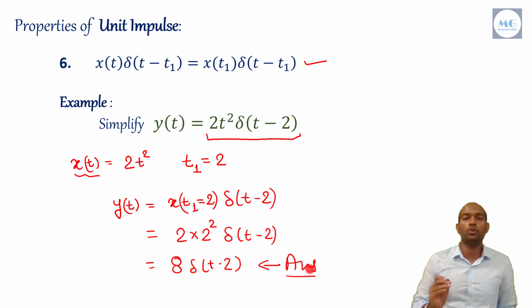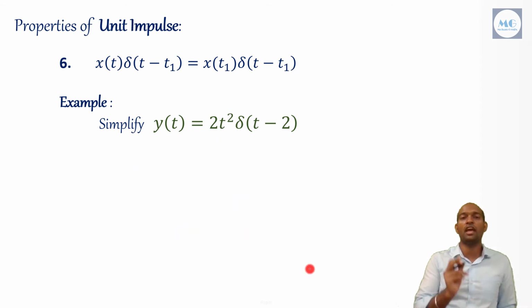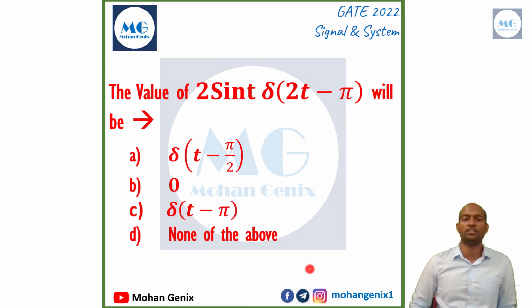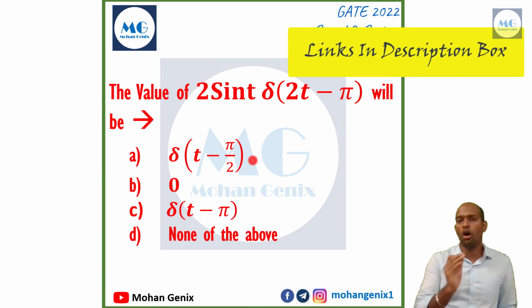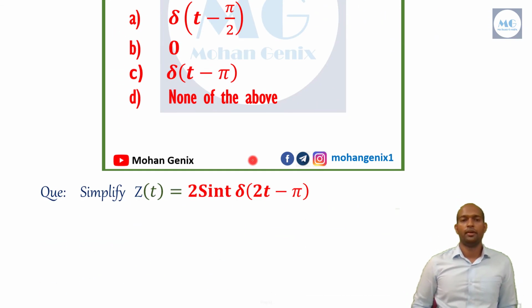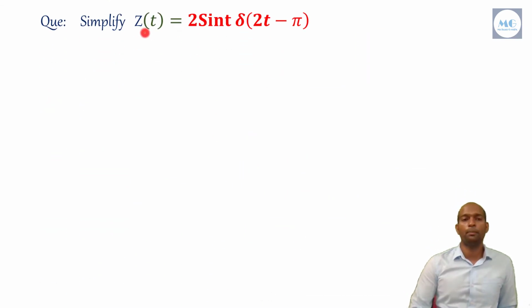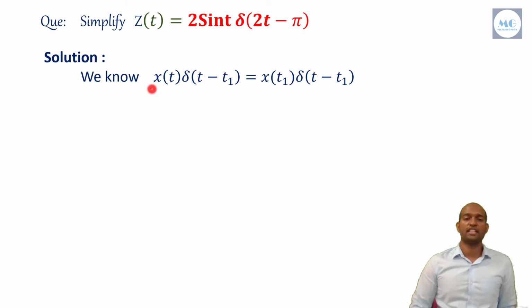This is very simple. You can get 1 mark or even 2 marks easily in your GATE exams by knowing this property. So let's move into our question which I asked at the start of our lecture. I hope all of you have got it right. So let's solve it. Here also we have to simplify: z(t) is equal to 2 sin t δ(2t-π). Here also we have to apply the same property, which was x(t)δ(t-t1) is equal to x(t1)δ(t-t1).